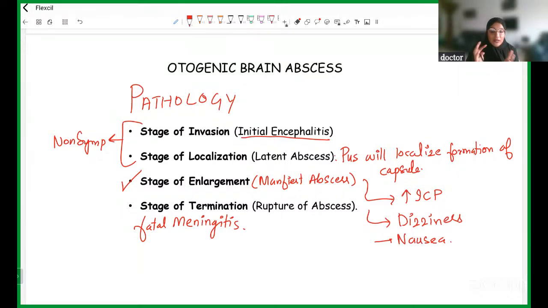When they ask you otogenic brain abscess, give a definition of otogenic brain abscess, that it is a complication that is seen in adults where they have chronic suppurative otitis media with cholesteatoma, while in children it is usually because of acute otitis media. And then you should go down to pathology and write 4 stages: stage of invasion, stage of localization, stage of enlargement, and then stage of termination. Now remember, stage of termination is a fatal condition.